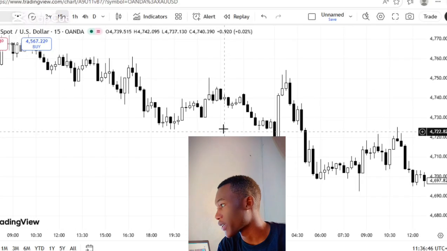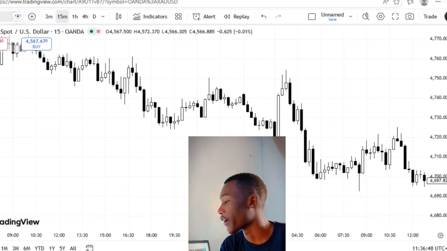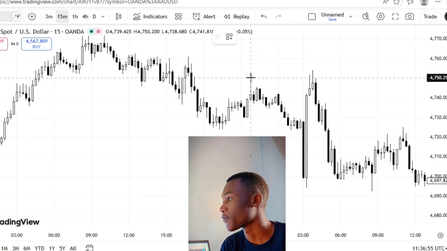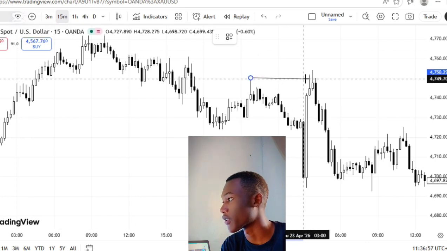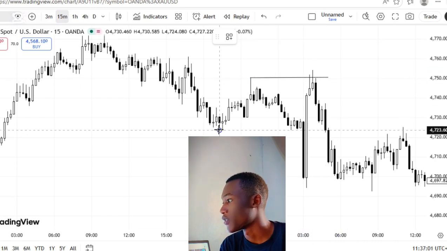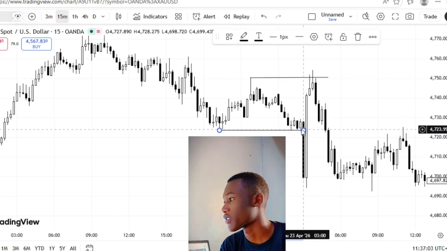When you come into the market, you want first to identify a high or a low. For example, on this market, this gold US dollar, you want to identify a high. For example, we can look at this high right here, and a low. So this was the buy side liquidity right here, and this was the sell side liquidity.